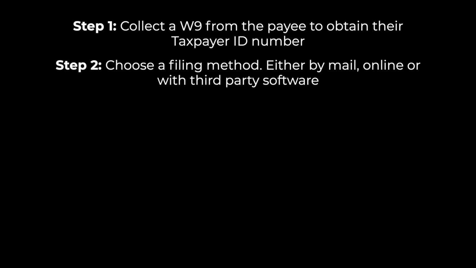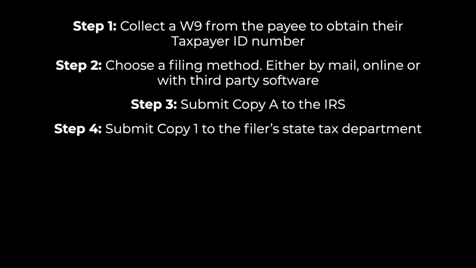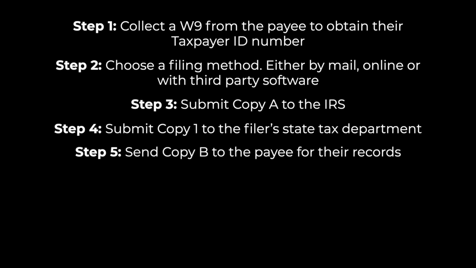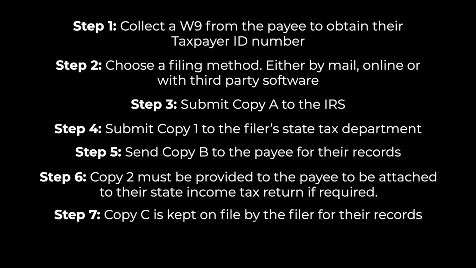Before we go, let's quickly go over the steps to filing. Step 1, collect a W-9 from the payee to obtain their taxpayer ID number. Step 2, choose a filing method, either by mail, online, or with third-party software. Step 3, submit copy A to the IRS. Step 4, submit copy 1 to the filer's state tax department. Step 5, send copy B to the payee for their records. Step 6, copy 2 must be provided to the payee to be attached to their state income tax return if required. Step 7, copy C is kept on file by the filer for their records.